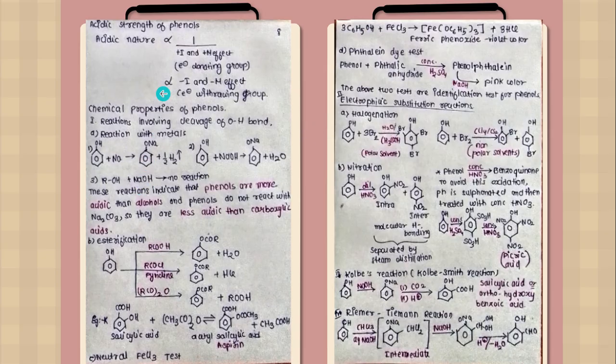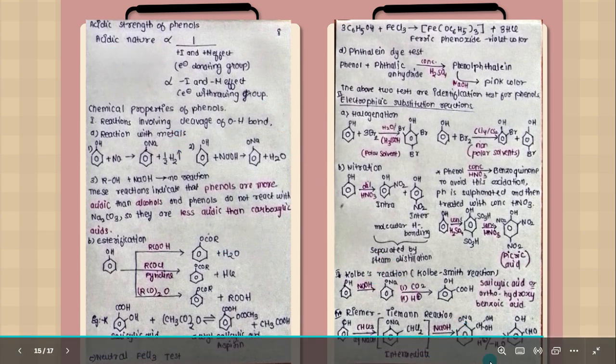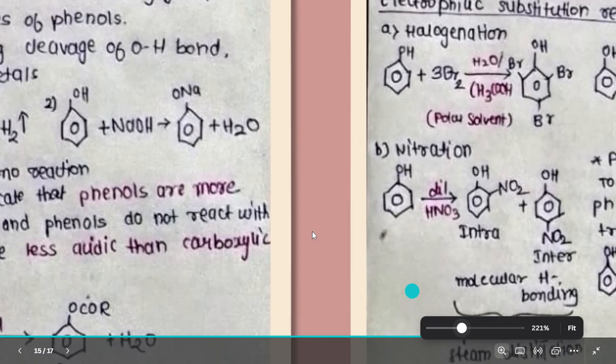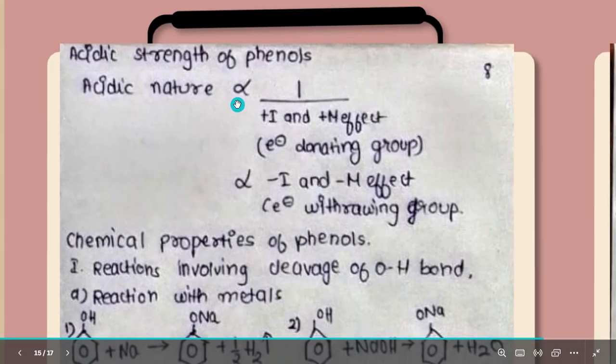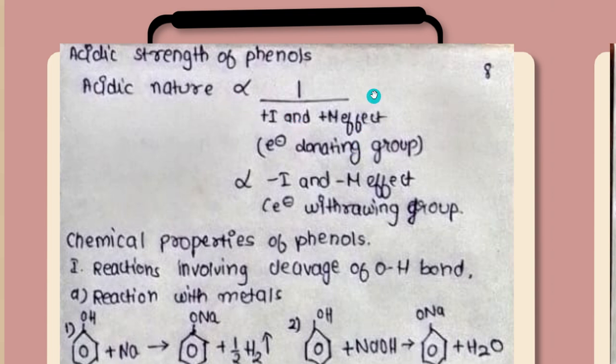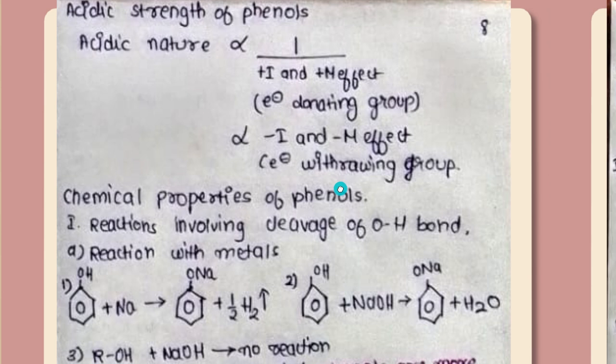Now coming to acidic strength of phenols. Acidic nature of phenols is directly proportional to 1 by plus I and plus M effect. That is, plus I is what? Plus inductive effect, and plus M is what? Plus mesomeric effect. Which means what? If electron donating groups are present, acidic nature is less. If electron withdrawing groups are present, that is minus I and minus M effect, then acidic nature is more.